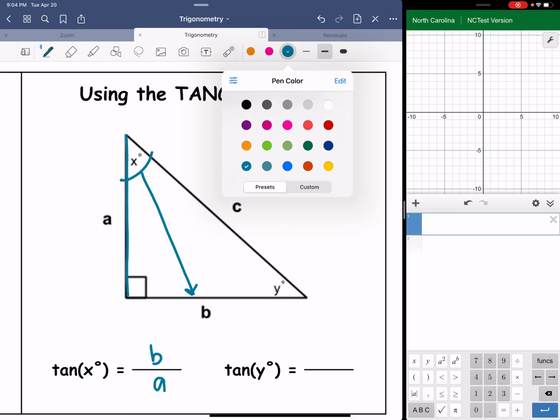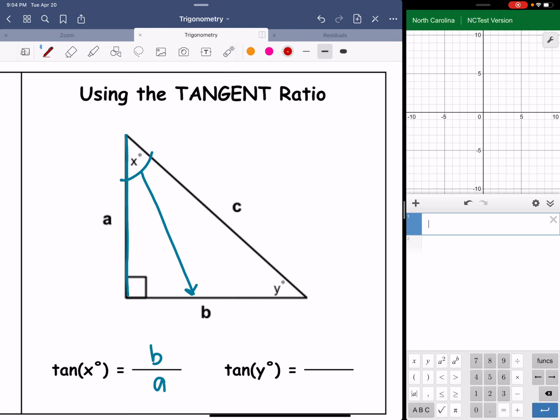Okay, so if it helps you, if you get confused with which side is the adjacent, you can always look at your 90-degree angle and go ahead and label your hypotenuse. That way you don't ever get those mixed up.